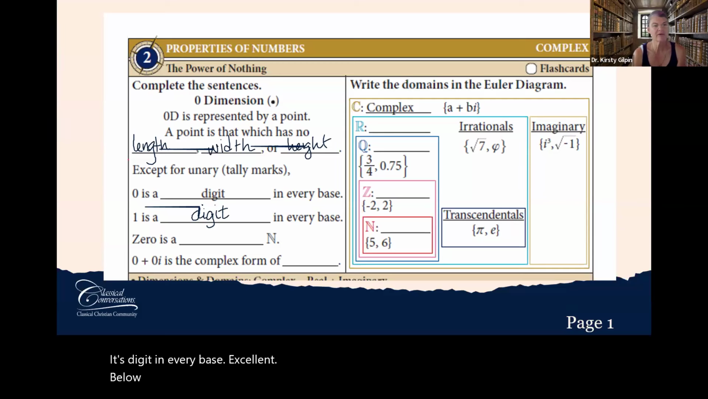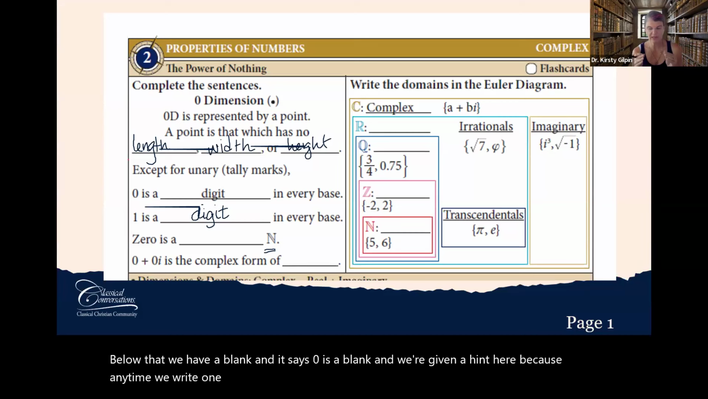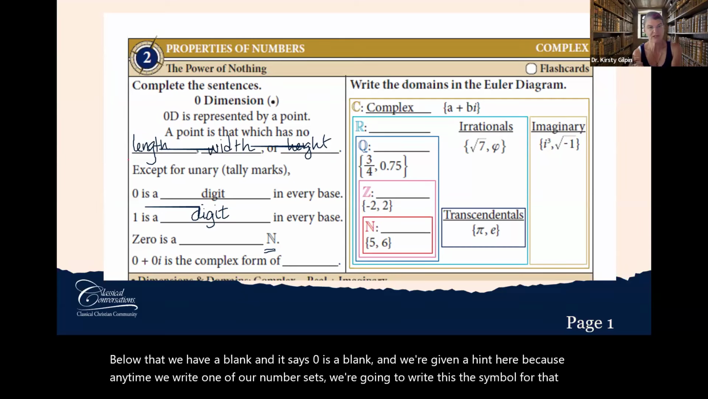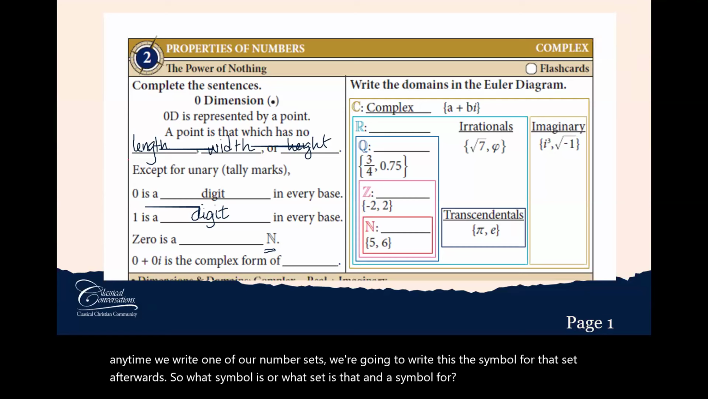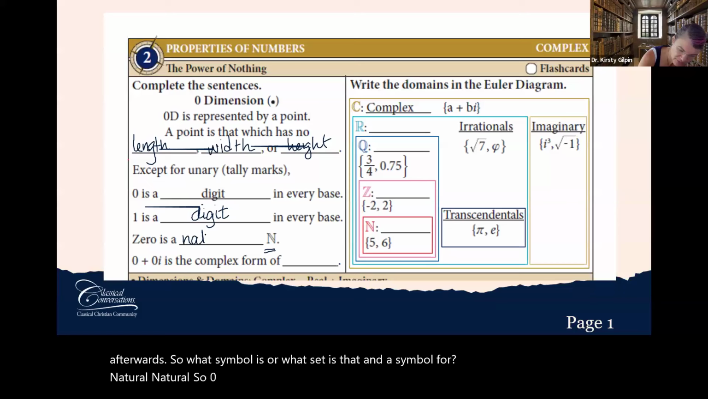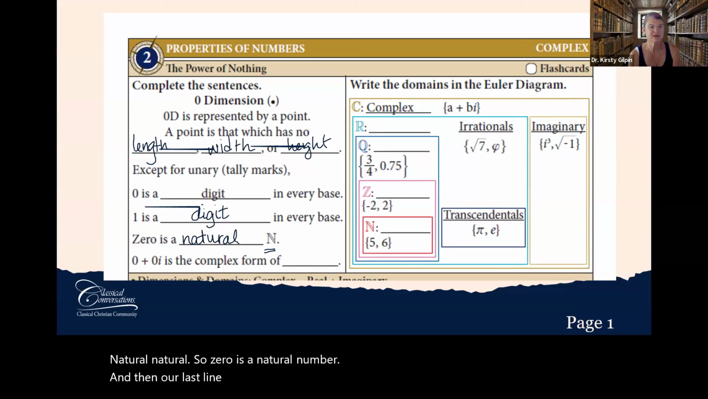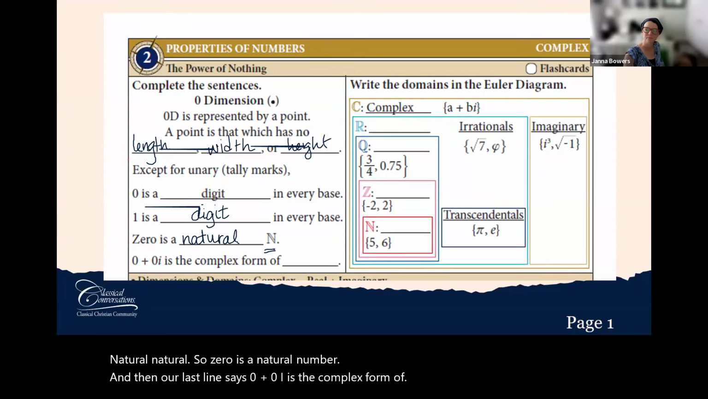Below that, we have a blank and it says 0 is a blank. And we're given a hint here because anytime we write one of our number sets, we're going to write the symbol for that set afterwards. So what set is that N a symbol for? Naturals. So 0 is a natural number. And then our last line says 0 plus 0i is the complex form of 0.